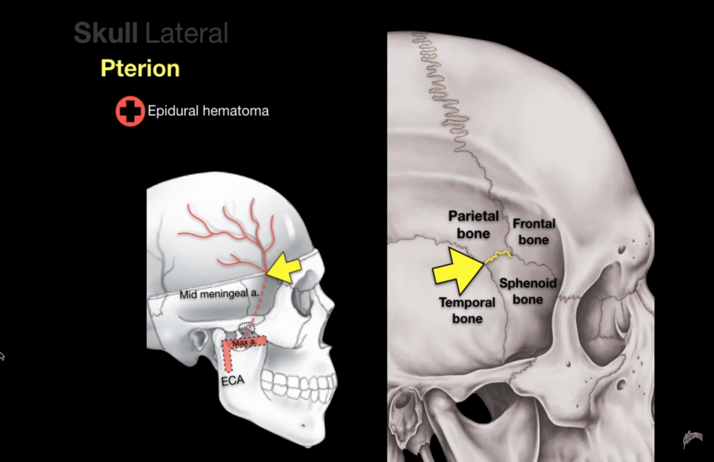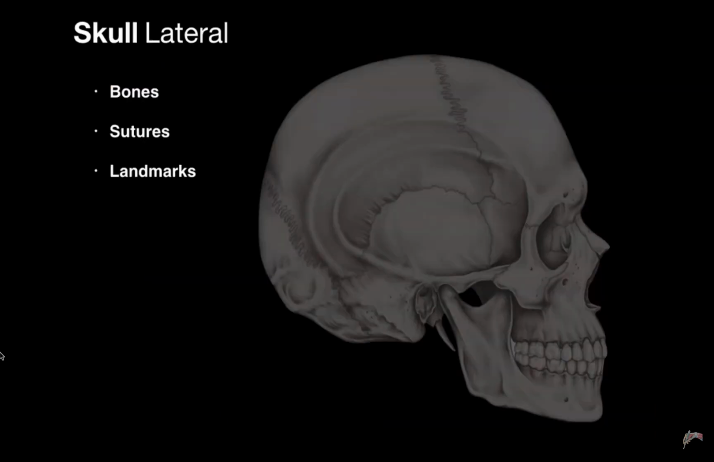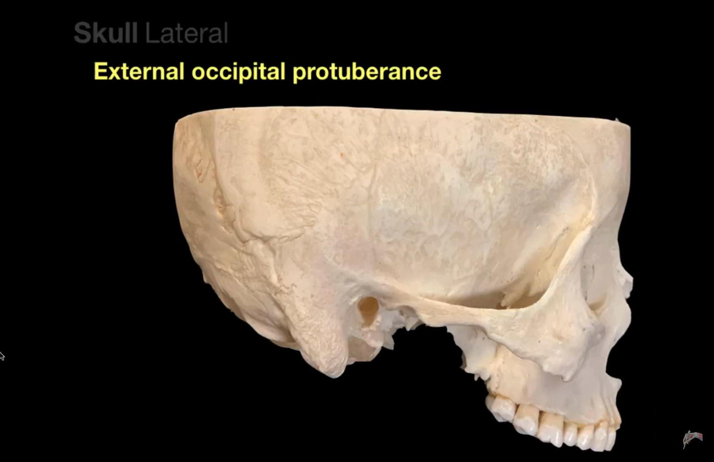And so if you hit the pterion, deep to the bone is this little artery called the middle meningeal artery. And because of how thin the pterion area of the bone is, it could rupture and cause bleeding, separating the dura from the skull, forming an epi, outside the dura mater, collection of blood. Epidural hematoma. All right, now let's talk about landmarks from a lateral view.